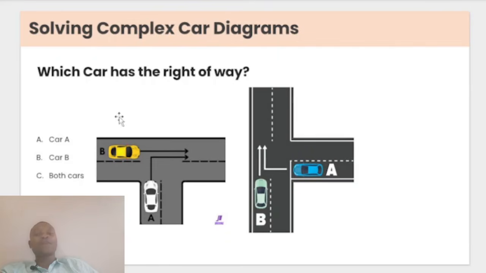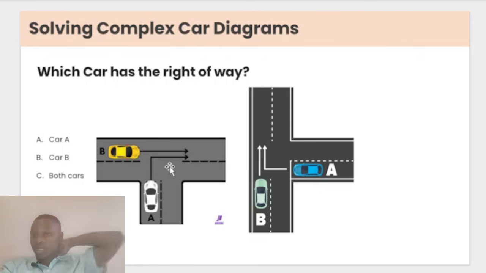Now here we have a pair of other car diagrams which demonstrate the effect of a stop line. Okay, so the question says, which car has the right of way? I understand that most students do get confused because here we have what appears to be a major road and a side road, because again, as you can see, car A is approaching into a major road.